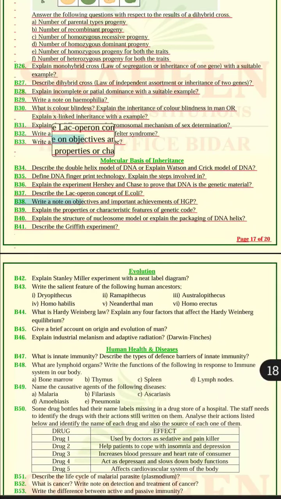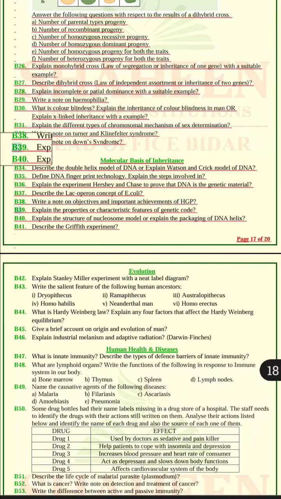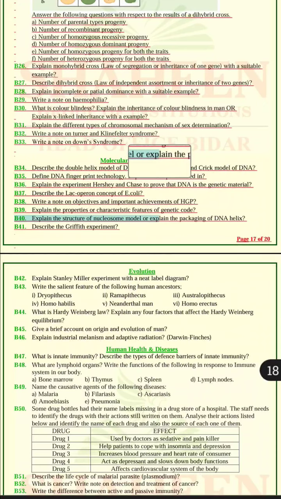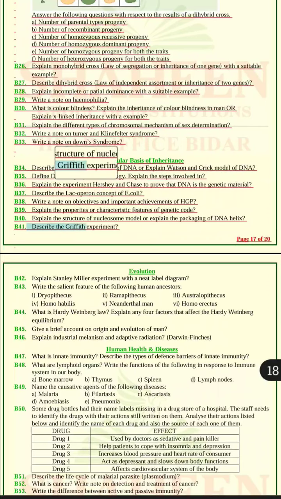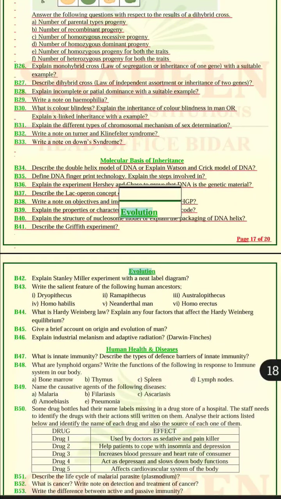And question number 38, write a note on objectives and important achievements of HGP. Question number 39, explain the properties or characteristic features of genetic code. Explain the structure of a nucleosome model or explain the packaging of DNA helix. Question number 41, describe the Griffith experiment. And the next chapter is evolution. Okay. And question number 42, explain Stanley Miller experiment with a neat labelled diagram.